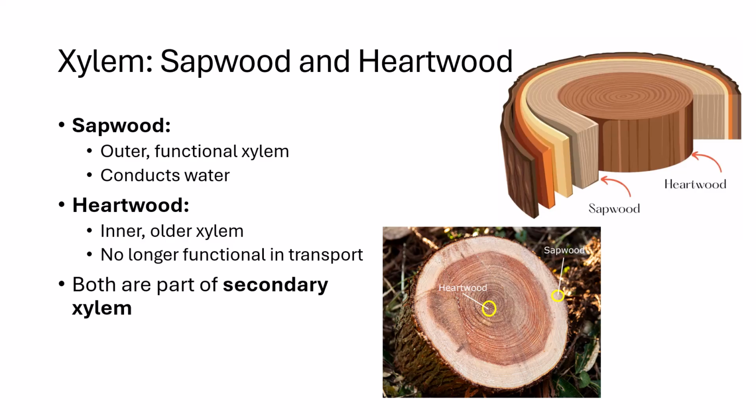As the stem continues to grow year after year, older xylem in the center of the stem gradually stops functioning in transport. This older xylem becomes heartwood. Heartwood does not conduct water, but it is still very important. Its main role is structural support. It helps keep the tree upright and strong. Heartwood cells are often filled with resins, tannins, or other compounds which make the heartwood darker in color and more resistant to decay, insects, and pathogens. That's why heartwood is usually the part of the tree that's valued for lumber. It tends to be stronger and more durable.